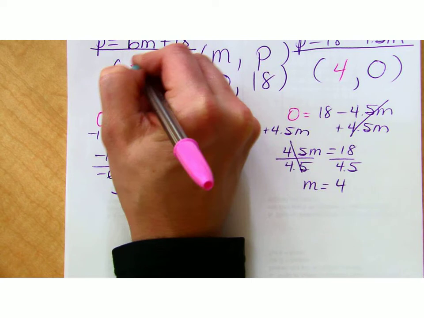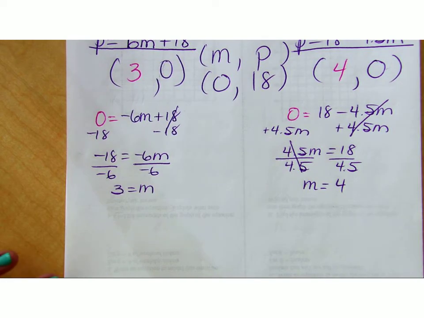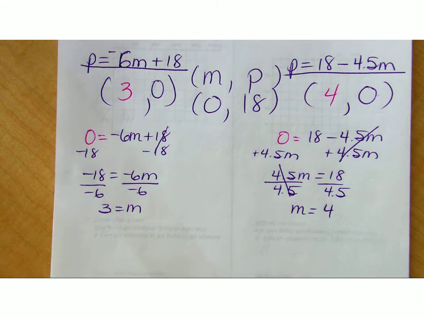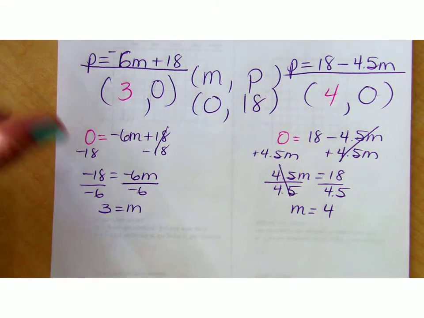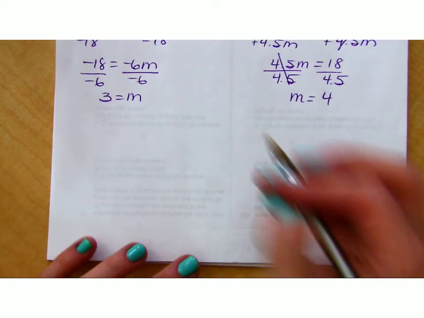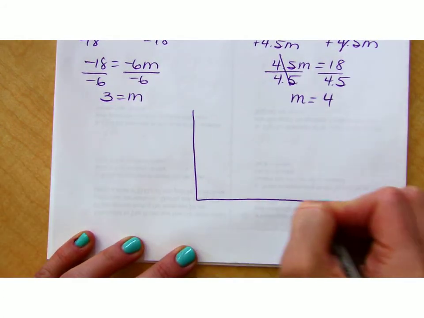All right, so what does this mean? How many minutes does it take me to print my 18-page paper on the laser? 3. How many minutes on the inkjet? 4. How many minutes do I save? 1. What does this look like on a graph? Go. You knew I was going to ask.